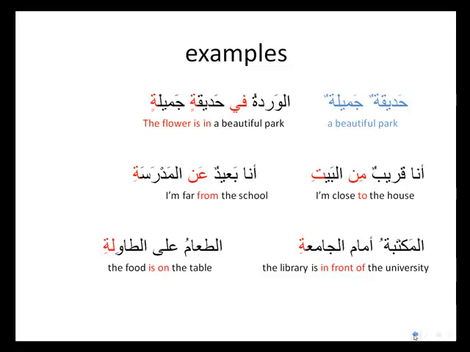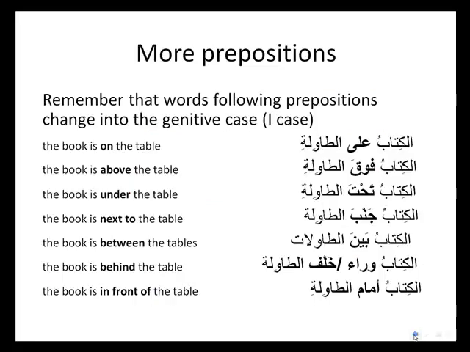The next sentence, أنا قريب من البيت. Min changes the last vowel to a kasra. أنا بعيد عن المدرسة. Same thing here. An changes the last vowel. المكتبة أمام الجامعة. والطعام على الطاولة. Got some more examples on the next page.